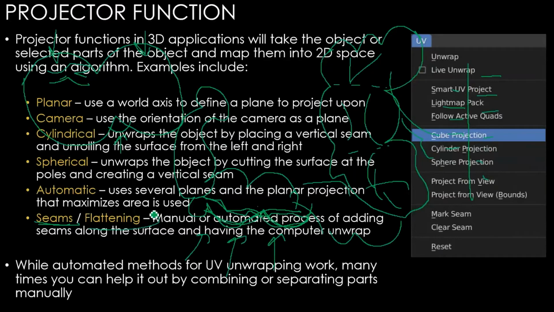And usually there are automatic systems you use that will take the seams you've added and then try to stretch or flatten that object out in a way that minimizes distortion. This is where you get more into the art of UV unwrapping. Where do you put the seams so that they are not noticeable? And where do you put them to minimize distortion?